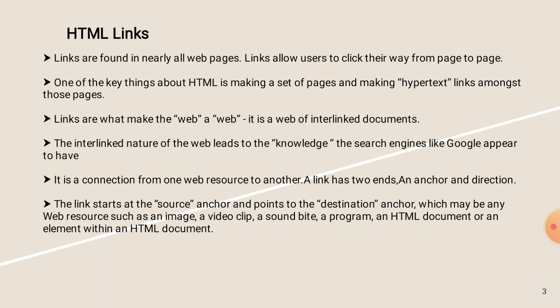Then a link has two ends: an anchor and a direction. So this is the link part. Links are connected with a source and a destination. That means when we click a link, that is the source part, then we jump to a different page. This is the destination part in an HTML page.